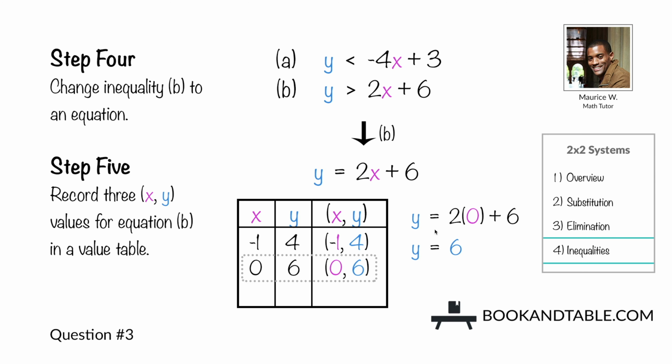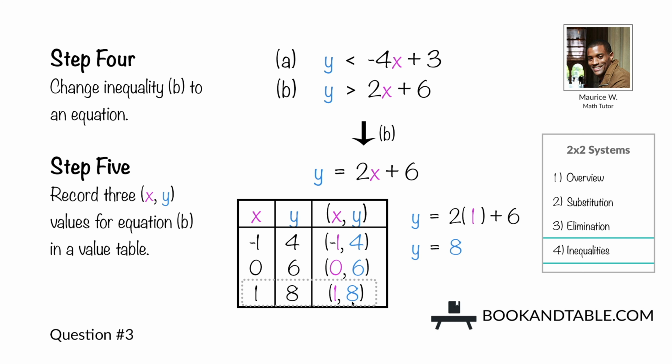Our second point, where x is 0, we get y is equal to 2 times 0, which is 0. 0 plus 6 is equal to 6. So our second point in this value table is where x is 0 and y is 6. And now for our third point, we plug in x is positive 1, showing us y is equal to 2 times 1, which is 2, plus 6 would give us y is equal to 8. So when x is 1, y is equal to 8.